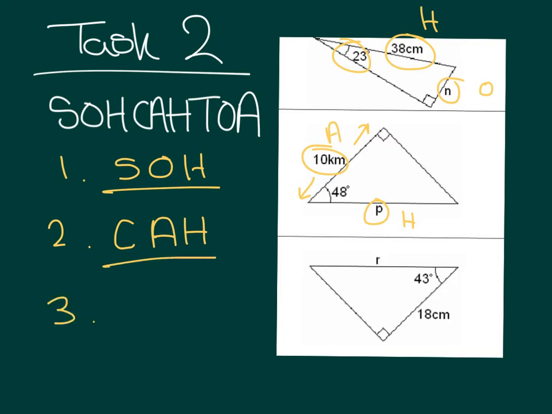Number 3, we've got an adjacent here in between our angle and our right angle. And we've also got the hypotenuse opposite the right angle. So we've got an A and an H. And again, we say which one's got an A and an H, and it's CAH again. So all you're doing on task 2 is deciding, is it SOH, is it CAH, or is it TOA, and writing that down next to your triangle.